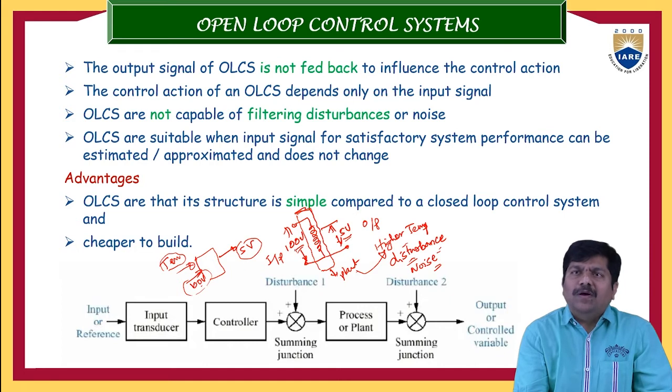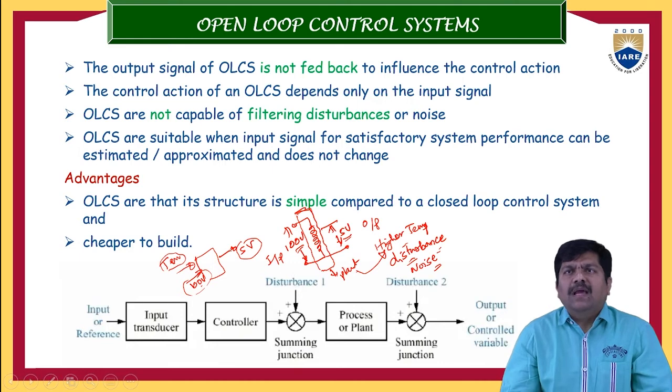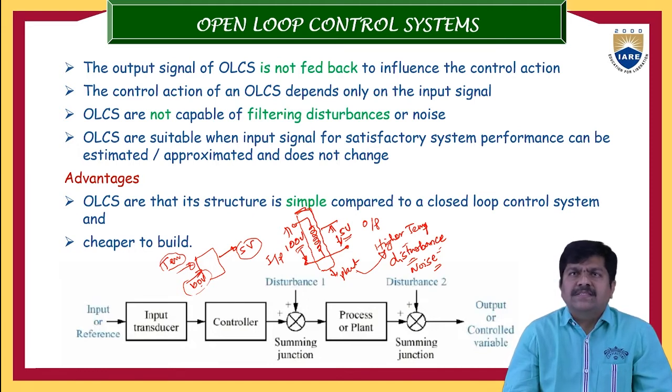So with these two simple examples, we can say that an open loop control system won't have any control over disturbances, or we cannot eliminate disturbances and noises from the system. Open loop control systems are not capable of filtering disturbances or noise. Open loop control systems are also suitable when the input signal for satisfactory system performance can be estimated or approximated and does not change.